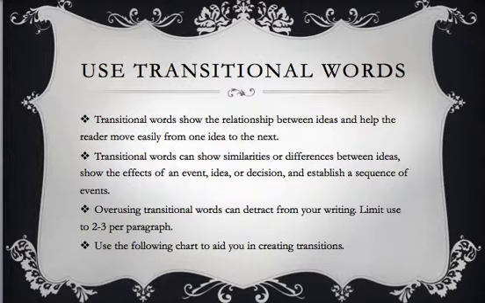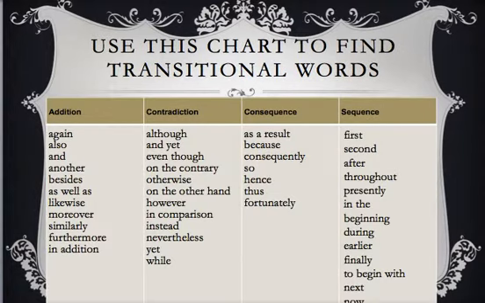Overusing transitional words can detract from your writing. Limit the use to 2 to 3 per paragraph, and yes, I'm going to count. You do need to use transition words, but only 2 to 3 per paragraph. So, use the following chart to aid you in creating transitions. Voila, the chart. Use this chart to find transitional words.